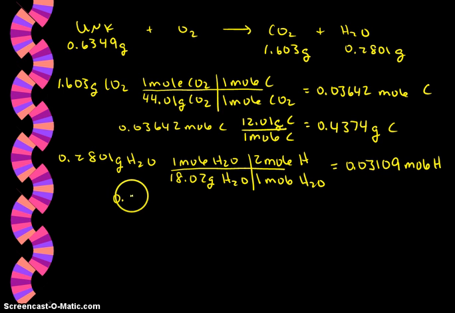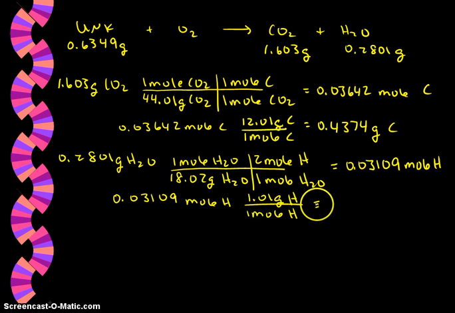We have 0.03109 moles of hydrogen. For every 1 mole of hydrogen, we have 1.01 grams of hydrogen. And that would give us 0.03140 grams of hydrogen in our unknown. So now we know about the carbon in our unknown, and we know about the hydrogen in our unknown, but there's another component in that unknown, and that's oxygen.